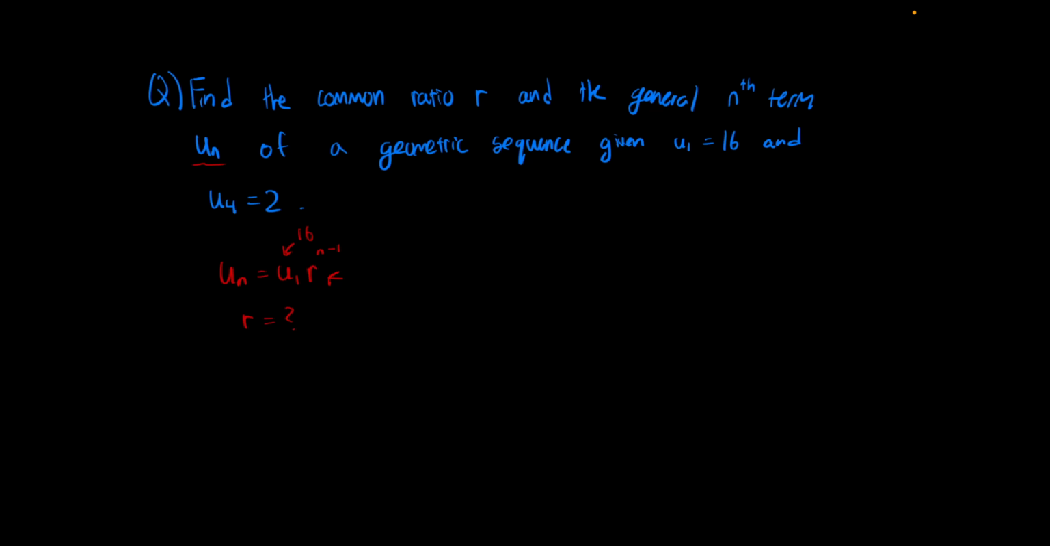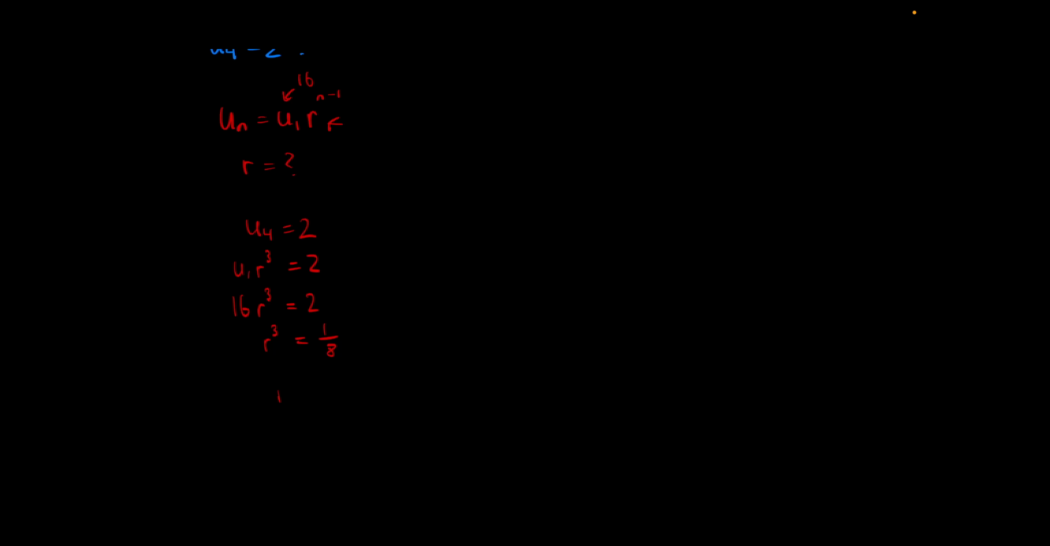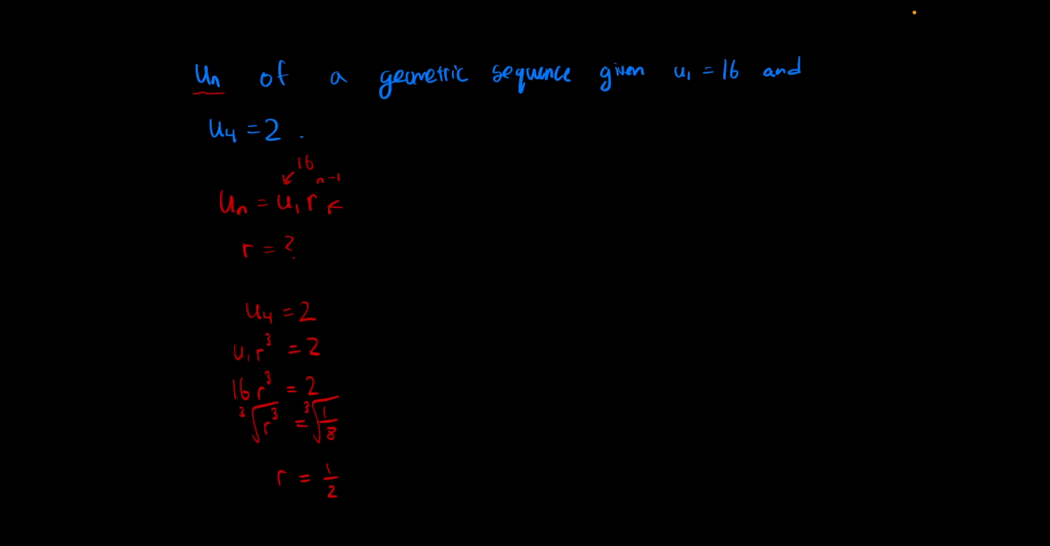Now, let's use u of 4 equals 2. This becomes u of 1 times r cubed equals 2, where u of 1 is equal to 16. And if you do r cubed equals 1 over 8, r equals 1 over 2 when you put a cube root on both sides. And therefore, we have what r is equal to.